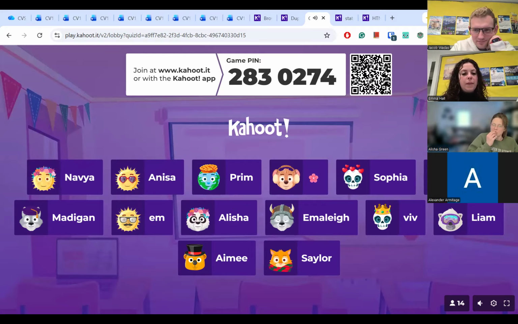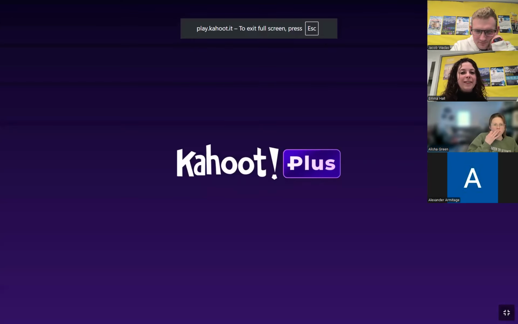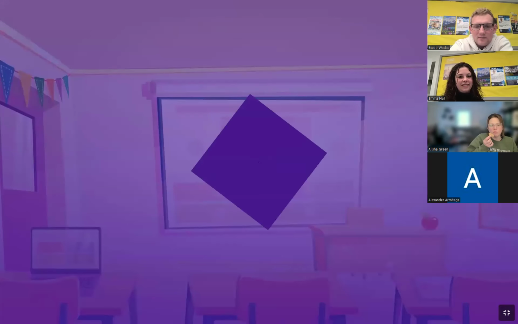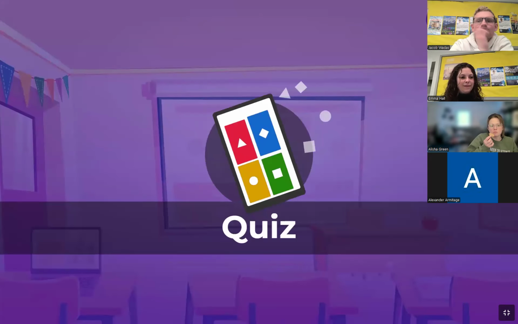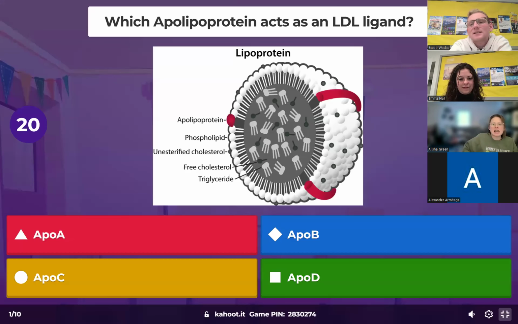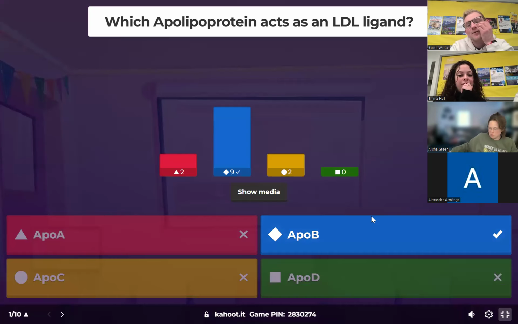I think that's everybody. All right, guys, you got this. Which apolipoprotein acts as an LDL ligand? Dr. Hong loves this question. Yep, apolipoprotein B. Very good.